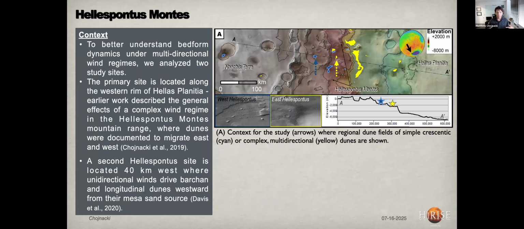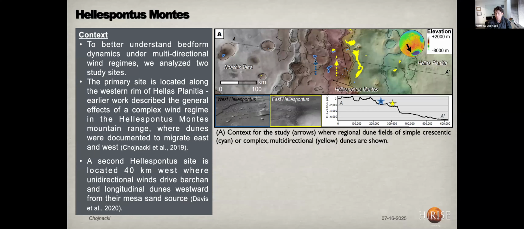So here we are in Hellespontus Montes. For context, this is the western rim of Hellas Planitia, the largest impact basin on Mars. And we really wanted to look at the diversity of these dune fields mapped here, where you can see Hellas Planitia, you see lots of dune fields, and then the rugged terrain in Hellas Planitia, and that gives way to the plains in Noachus Terra, where there's lots of impact craters with dune fields.